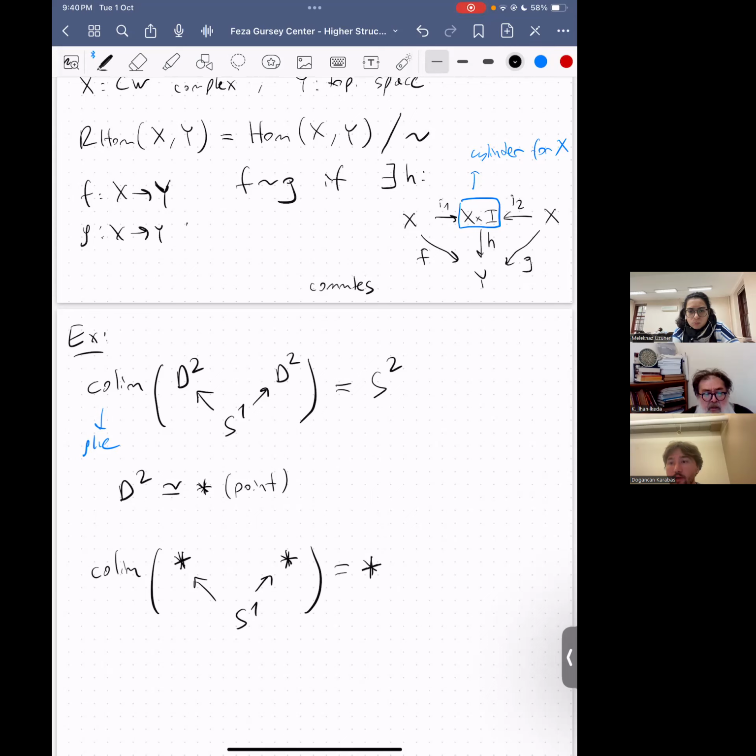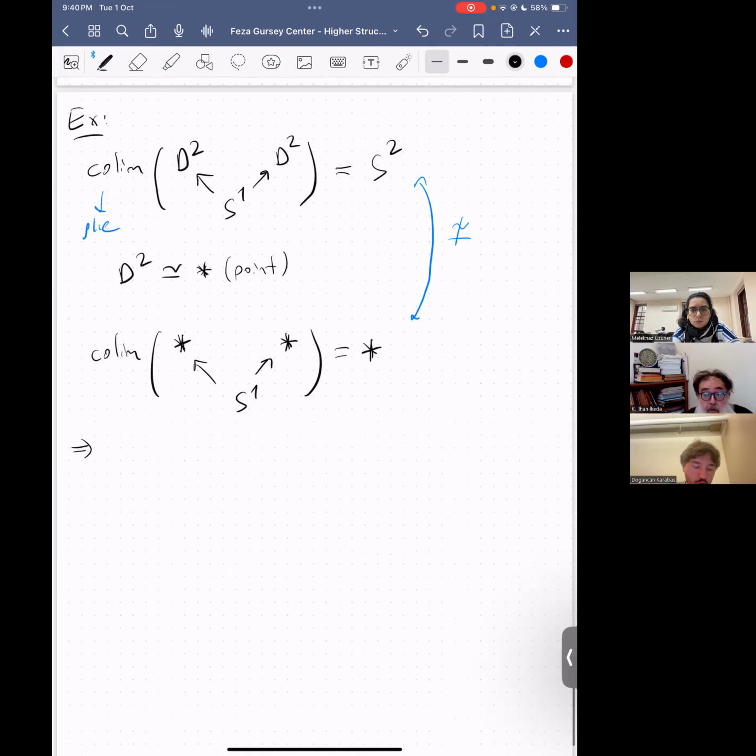Okay, it can be different, but are they weak homotopy equivalent? No. This one is S2, one is a point. You cannot retract S2 to a point. And their homotopy groups are also different. So they are not weak homotopy equivalent.